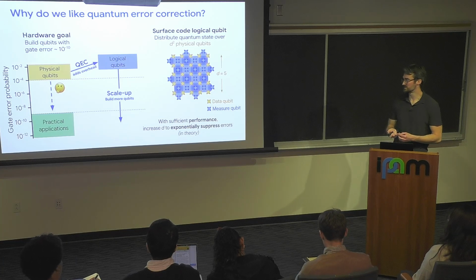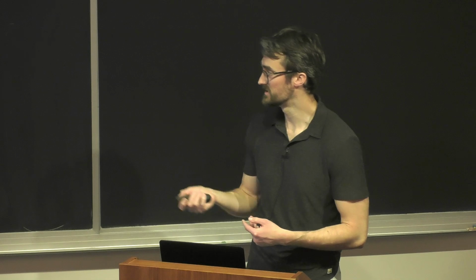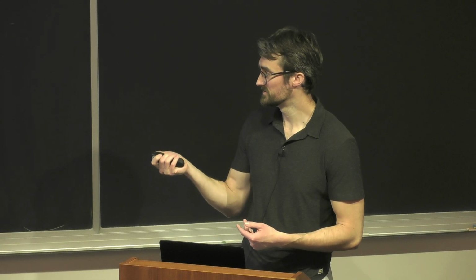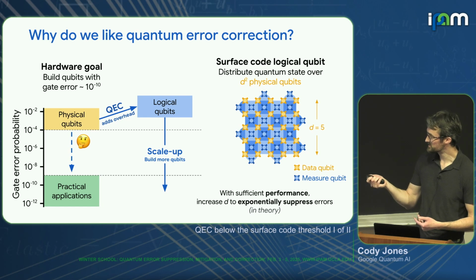The error correction scheme that I'm going to talk about today, and that we're running experiments with at Google, is known as the surface code. You may have heard of it before, but the basic idea is that surface codes live in a square planar arrangement, and they look like this. We actually have two types of physical qubits. We call them data qubits and measure qubits. They're color-coded right here.